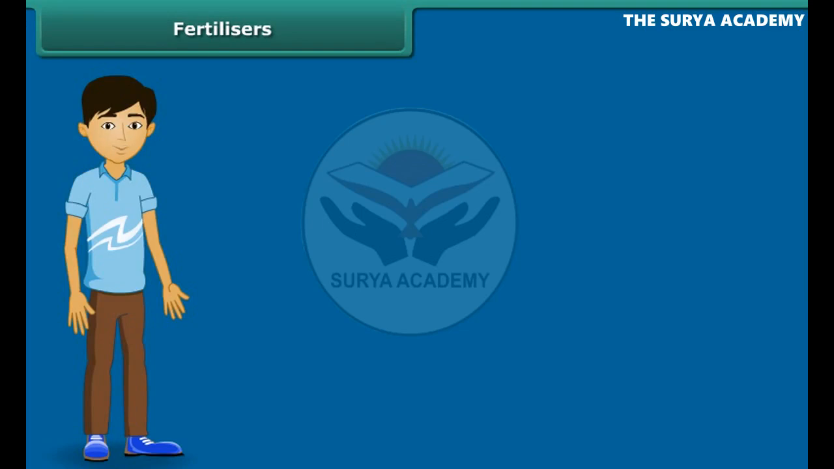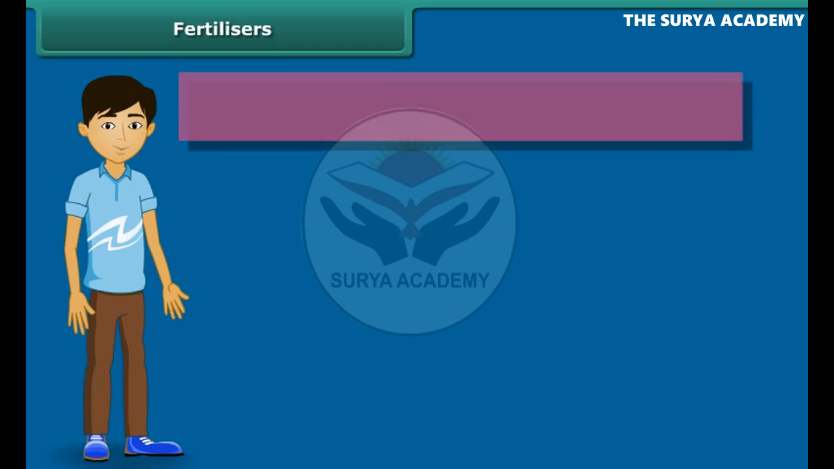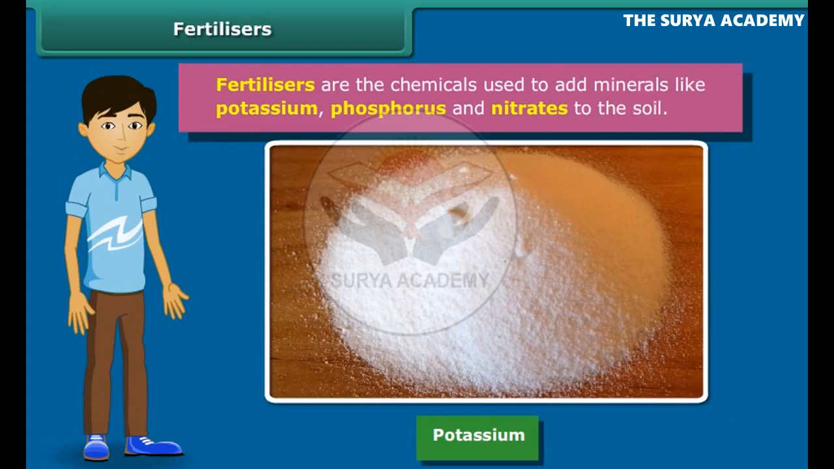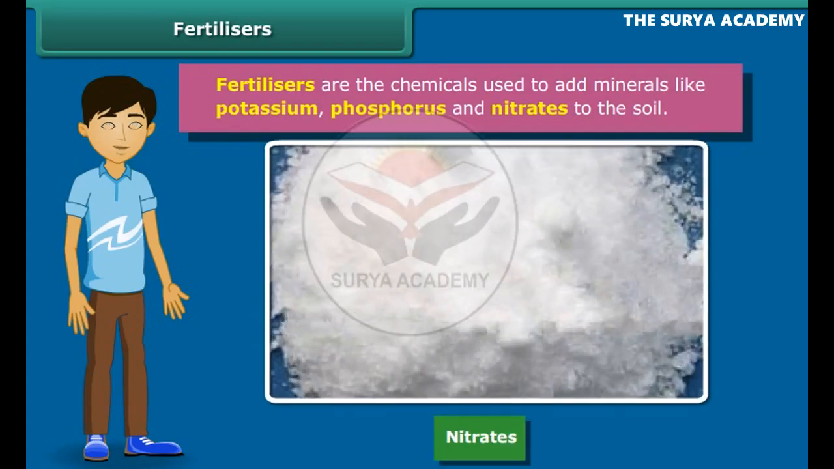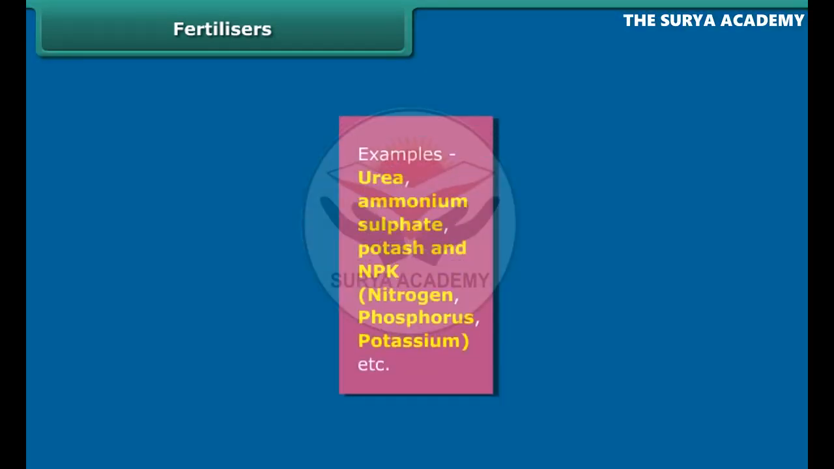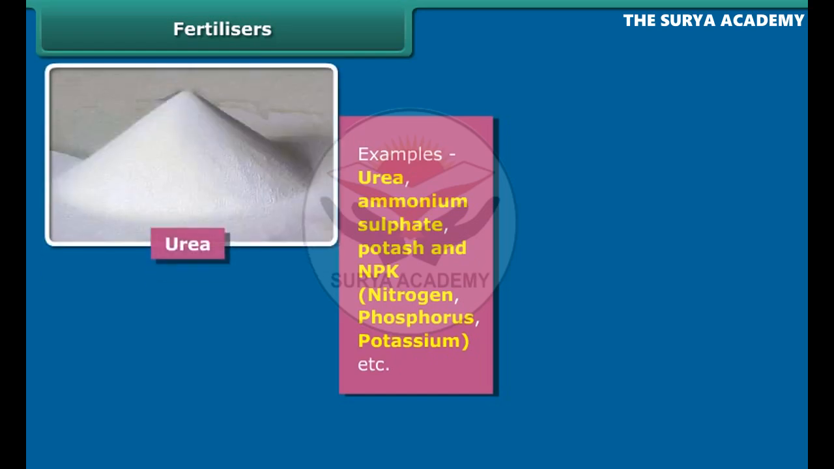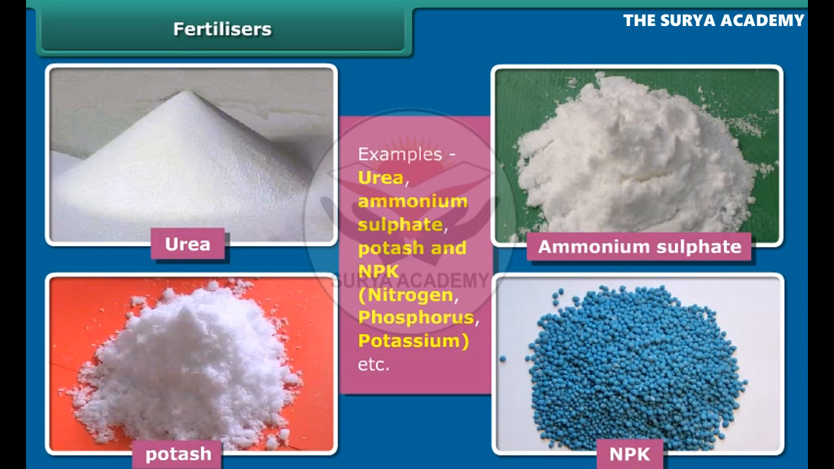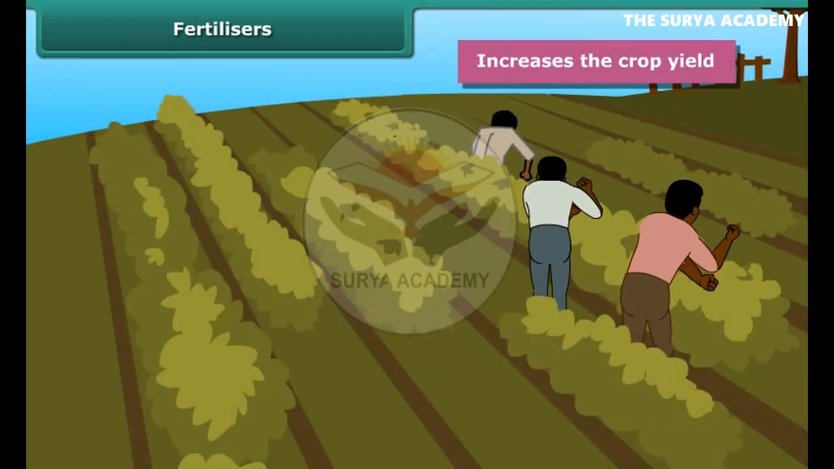Like manure, fertilizers are also used in replenishing the lost nutrients and minerals in the soil. Fertilizers are the chemicals used to add minerals like potassium, phosphorus, and nitrates to the soil. Fertilizers are produced in factories. Some examples of fertilizers are urea, ammonium sulfate, potash, and NPK (nitrogen, phosphorus, and potassium). The use of fertilizers increases the crop yield.